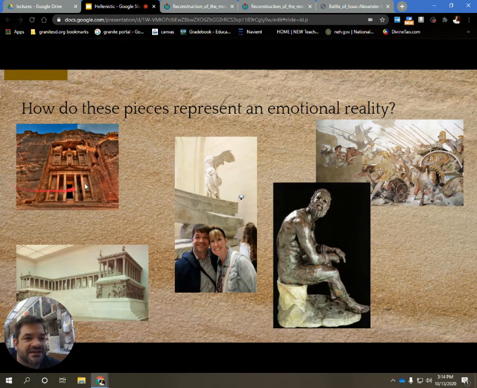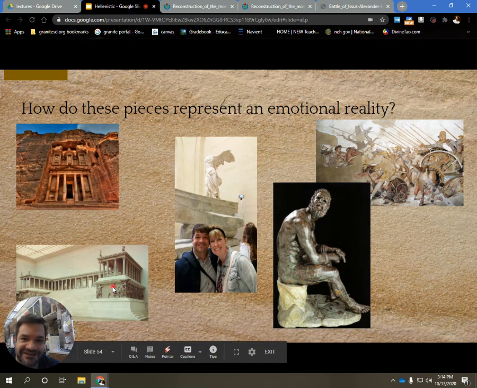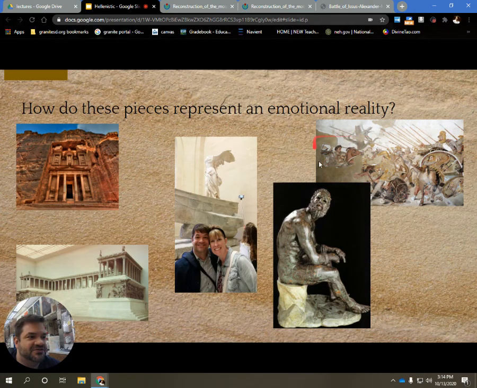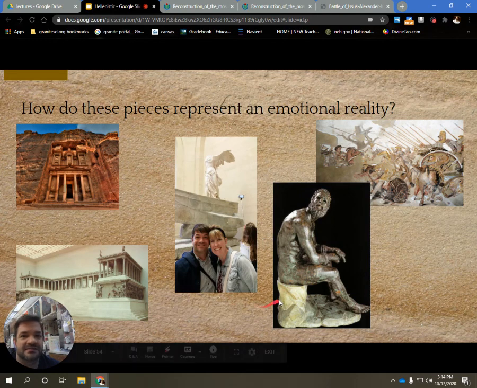What does it mean to take all of our human ingenuity and make something where no one else wants to go, to beat back the desert? That's what Petra's about. What does it mean to brag about your victory? What does it mean to show courage? What does it mean to show terror? What does it mean to win? What does it mean to lose?